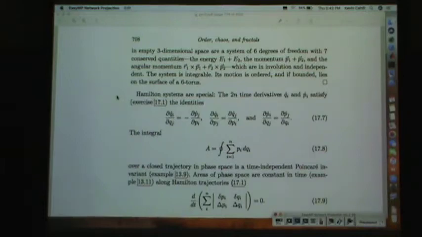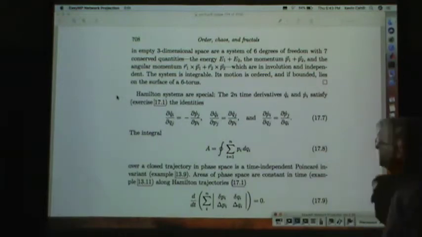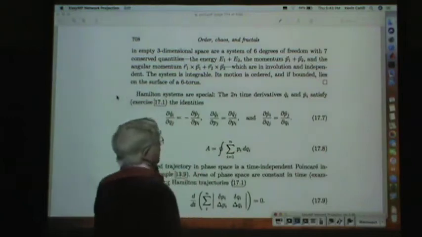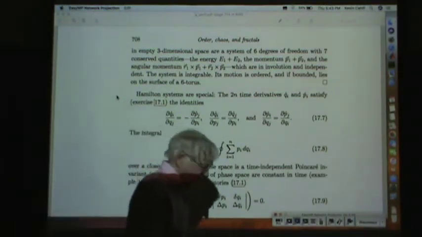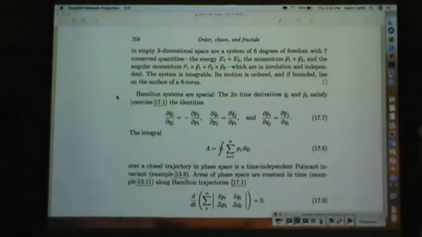So that's 6. There are 7 conserved quantities: the energy, the total momentum, and the total angular momentum. These are in involution, they are independent. The system is Liouville integrable. Its motion is ordered, and if bounded, it lies on the surface of a 6 torus. Or maybe it's a 12 torus, actually. But anyway, it's some sort of very orderly thing.